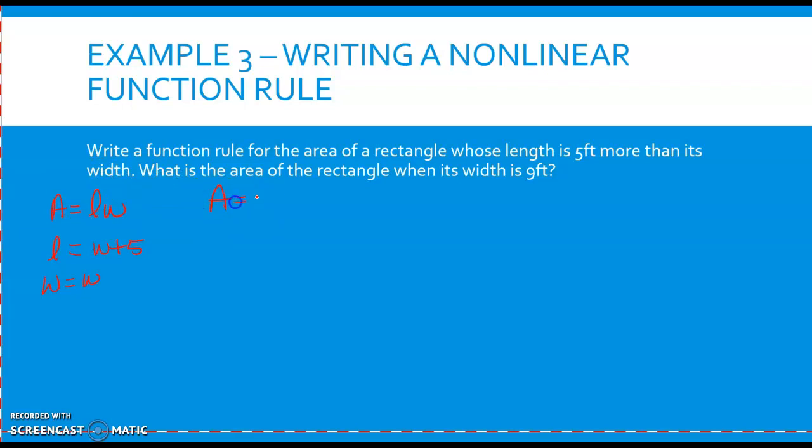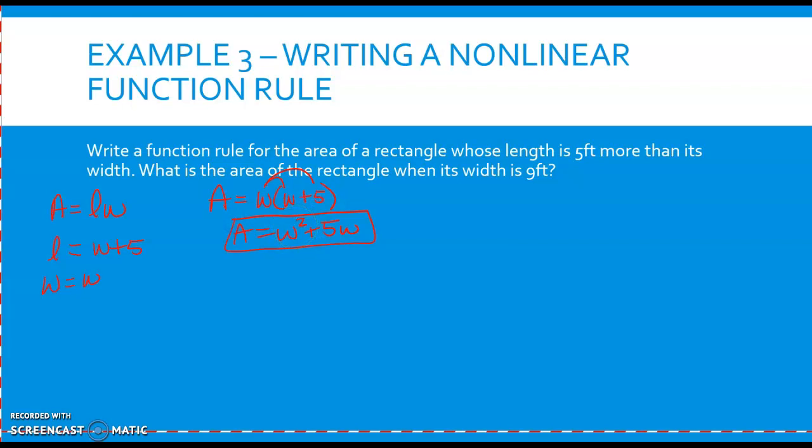So now I plug in to my area. So area is going to equal, I'm going to put my width first just because I prefer my coefficient to be in front. So width times my length, which is W plus 5. And then from there I simplify. So I'm going to distribute my W. So my area is going to equal W squared plus 5W. And that's my equation. So that's the function rule. Oops, didn't mean for that to happen. There we go. So that's our function rule right there. Notice we have the squared. That's what makes it nonlinear.